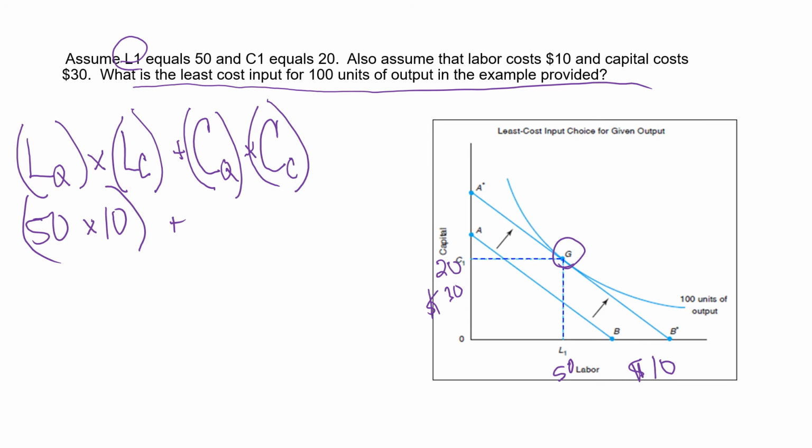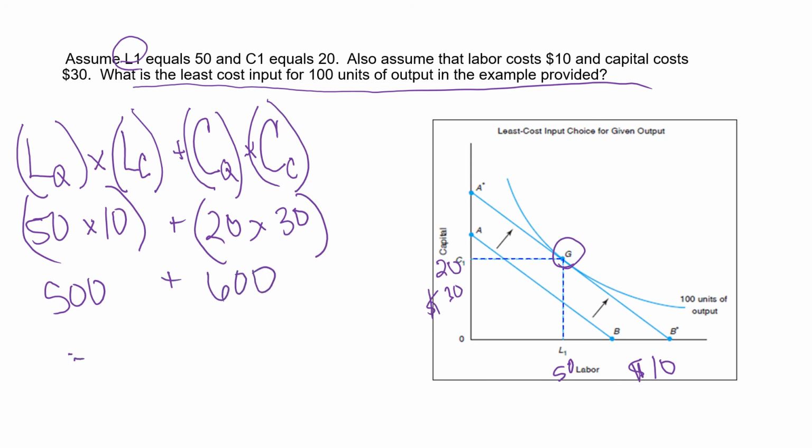Capital quantity, we're going to use 20 units of capital, and that costs us $30 per unit. So 50 times 10 is 500, 20 times 30 is 600, so the total cost of all of the inputs is going to be $1,100, and that's going to be the least amount of money that we can spend in order to create 100 units of output.